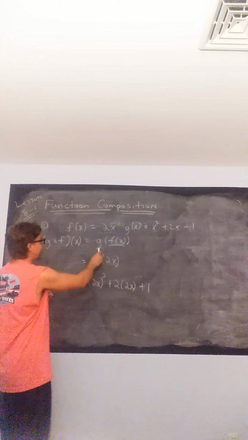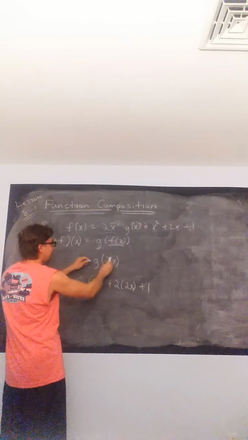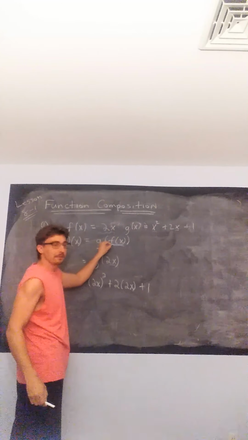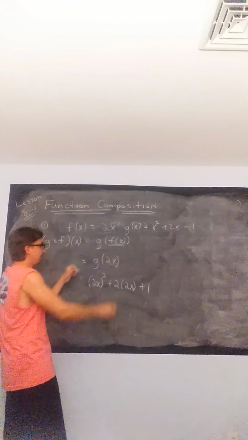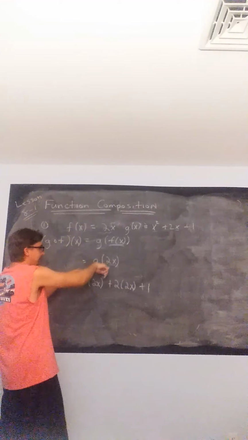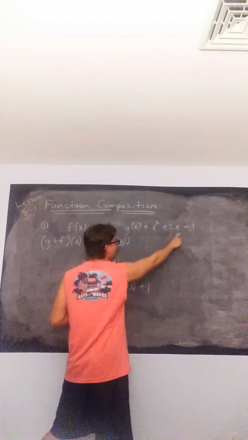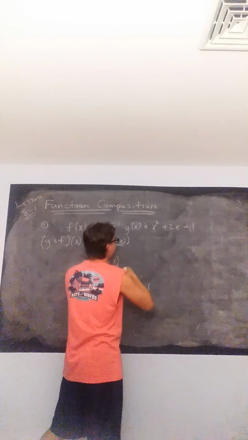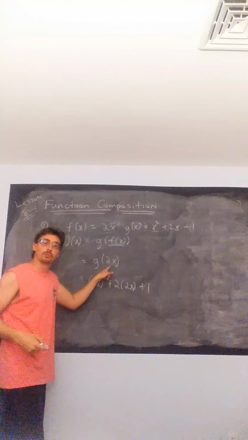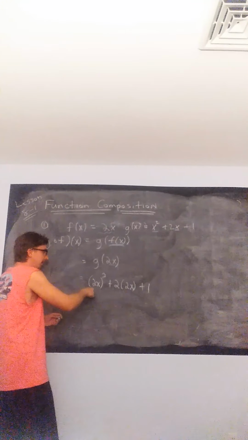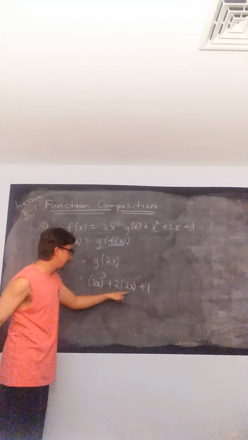So let's recap again. We have g of f of x. You start with the most inner function, which is f. Our f function is 2x. So that's going to be g of 2x. So here's your g function over here. Everywhere you see an x in the g function, you're going to go ahead and plug in 2x. So we got (2x) squared plus 2 times 2x plus 1.